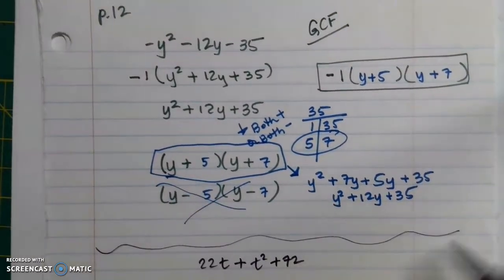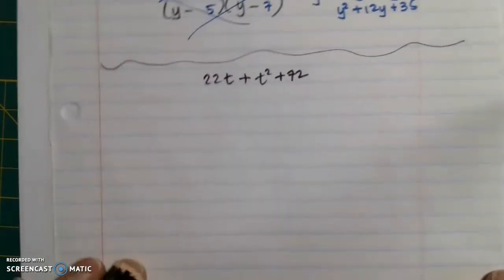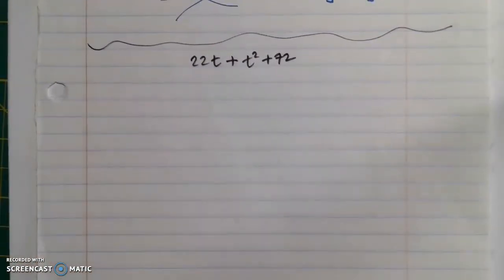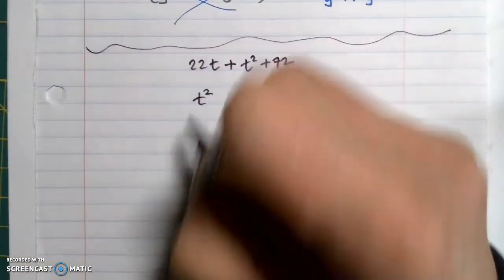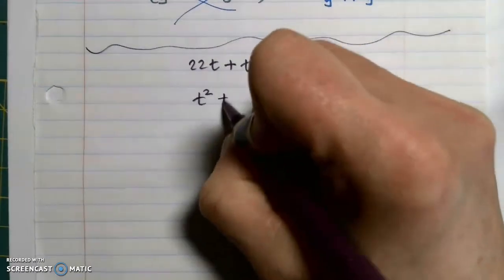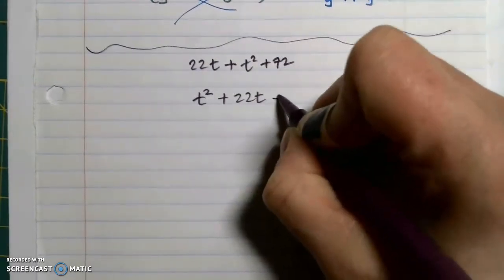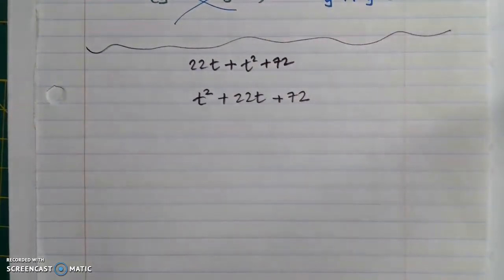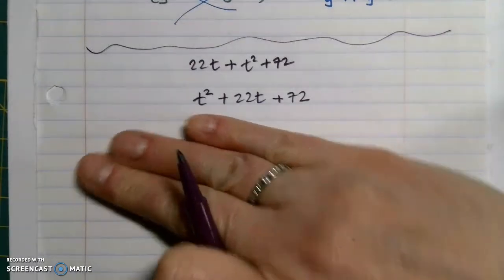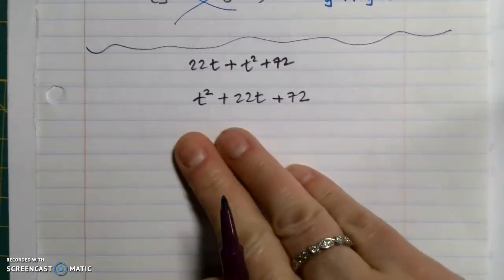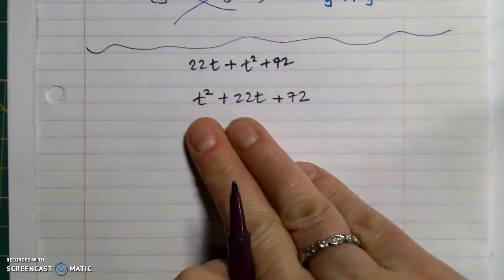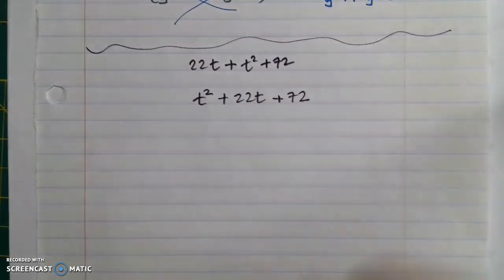So when it says factor completely, there may be a GCF, there may not be a GCF, but you do need to get in the habit of checking for it, and also get in the habit of putting these in descending order. So I'm going to first put my squared term, then I will put the t term, and then the constant. Now if I look through those, there isn't going to be any GCF other than +1, so there's nothing I can factor out there.